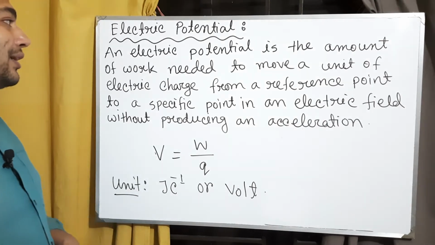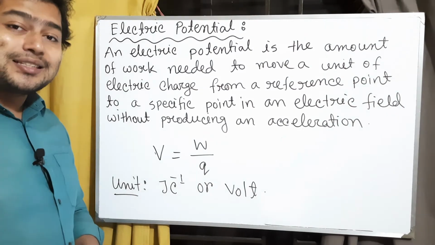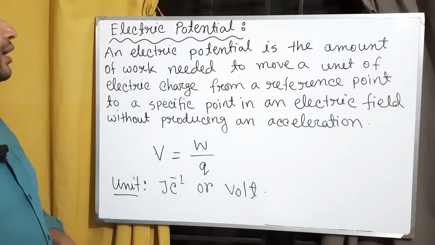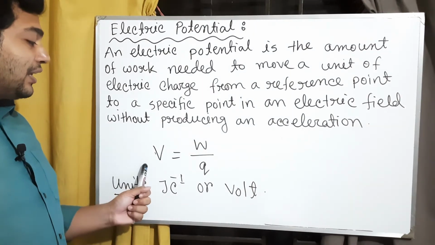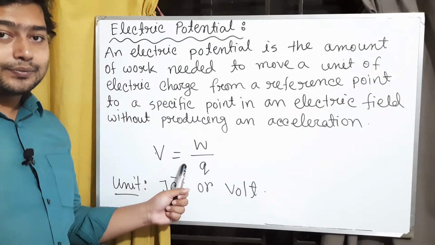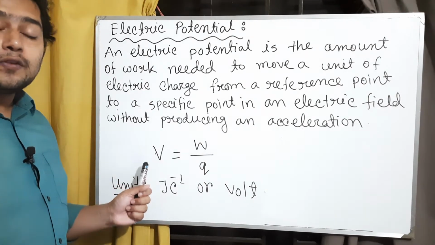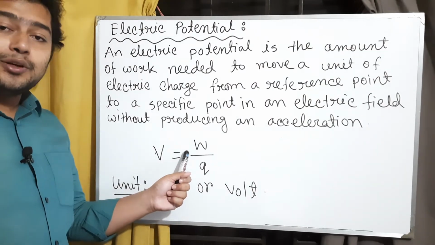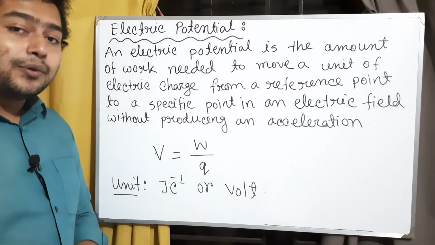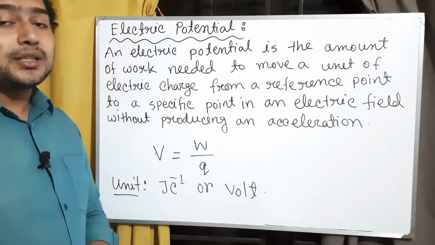Here, if the work done is W and the unit charge is Q, then we can write electric potential V equal to W by Q. I repeat it again. Electric potential V equal to W by Q. Here W is our work done and Q is our unit charge.